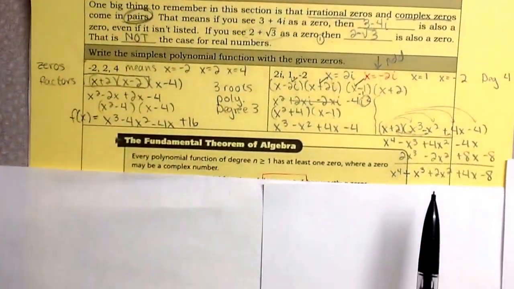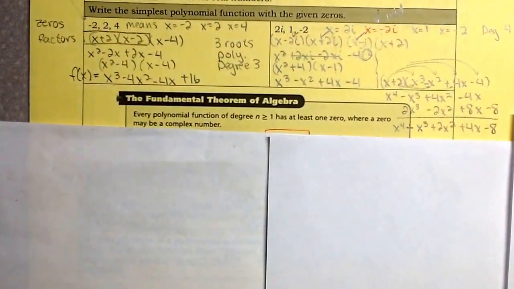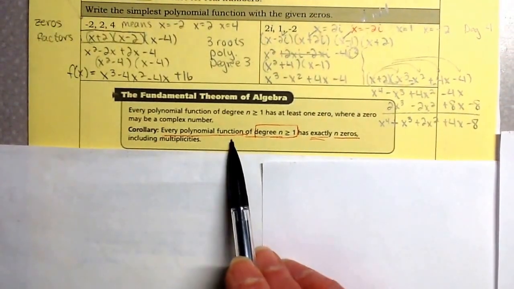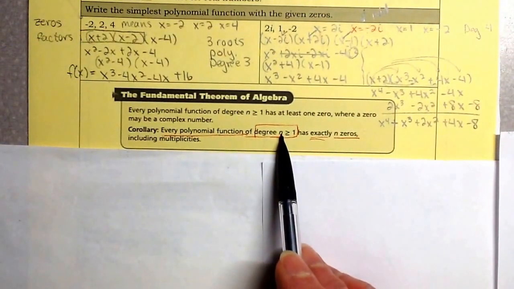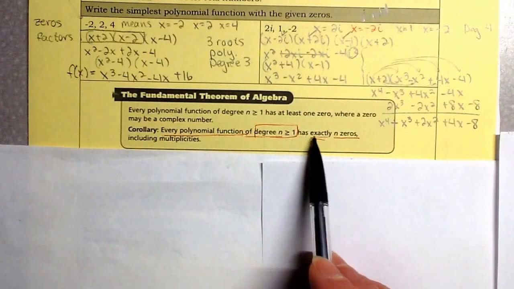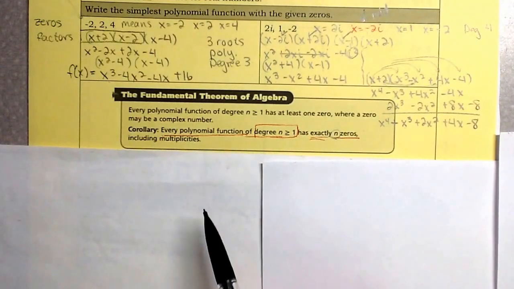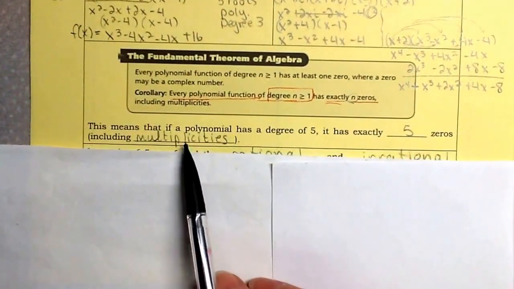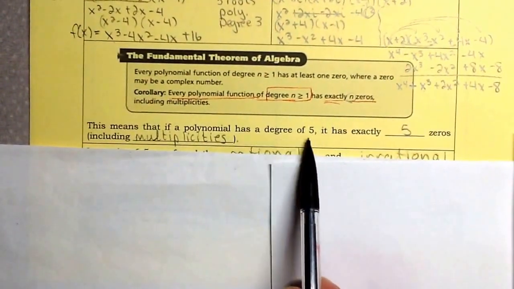All right, now we're going to go down to the fundamental theorem of algebra, and we're going to focus more on the corollary, because the corollary says every polynomial function of degree n, where n is greater than or equal to 1, has exactly n zeros. So we talked about that before, and that's including its multiplicities. So that means if a polynomial has a degree of 5, it has exactly 5 zeros, and that's including multiplicities.